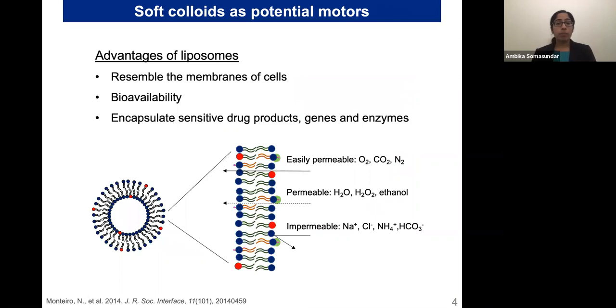More recently, soft motors such as lipid vesicles or polymersomes have come under the spotlight due to the various advantages that they present over inorganic hard particle motors. Firstly, they're biocompatible and they resemble the membranes of cells, so this makes it easier for them to be used as drug delivery motors. And also they can be used as artificial cell models for a variety of studies ranging from the origin of life to how virus particles would attach onto cell membranes.